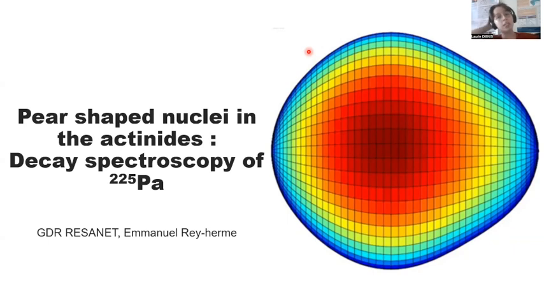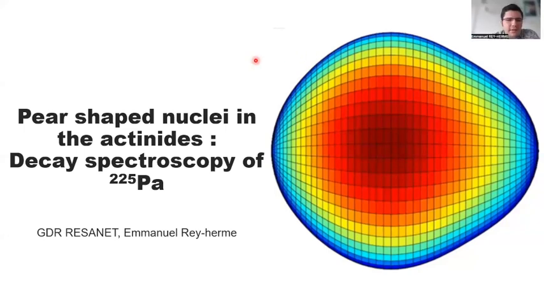Today we'll be listening to Emmanuel REY-HERME, who is a postdoc at LP2I-Bordeaux, and he will present the result of his PhD on pear-shaped nuclei in the actinides, the decay spectroscopy of protactinium-225.